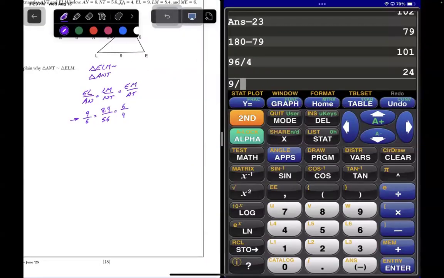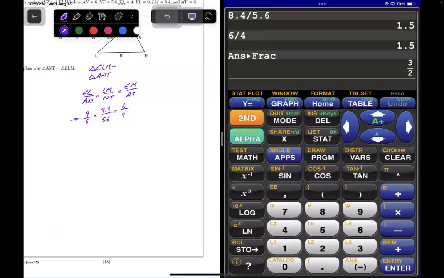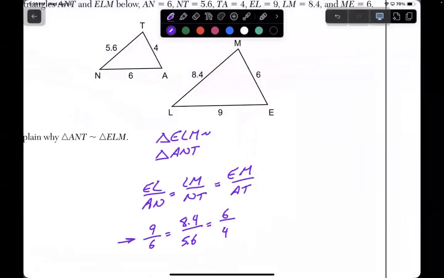So 9 divided by 6, 1.5. 8.4 divided by 5.6, 1.5. 6 divided by 4, 1.5. That's 3 over 2. So these all equal 3 over 2.